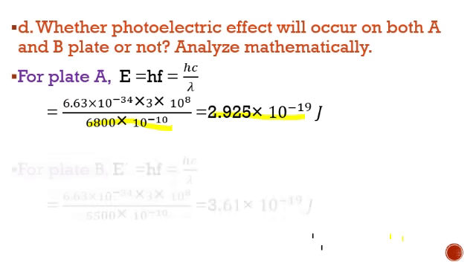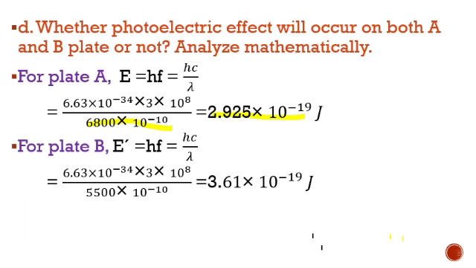Similarly for plate B, we will write the same thing, and the energy is E prime, hf equals hc by lambda. We will write all the values the same, but lambda is different, because 5500 into 10 to the minus 10 is written here for meter. In the question we have for plate A 6800 angstrom and for B 5500 angstrom. So we multiply by 10 to the minus 10 to convert it into meter, and the answer came 3.61 into 10 to the minus 19.